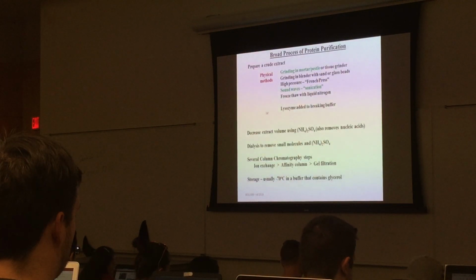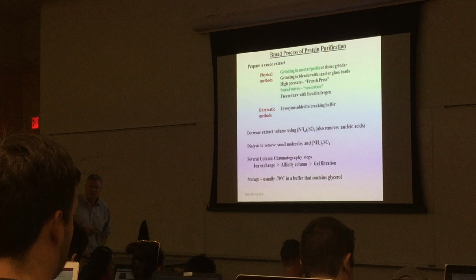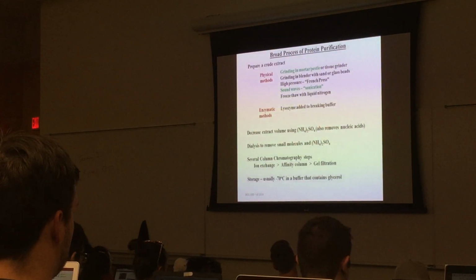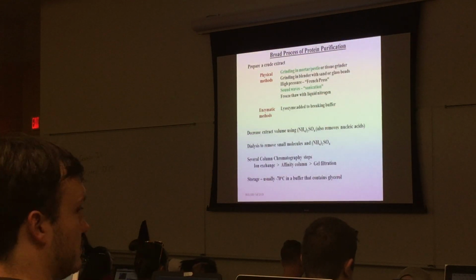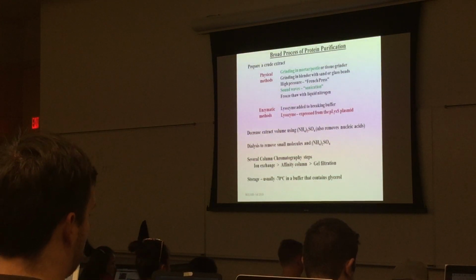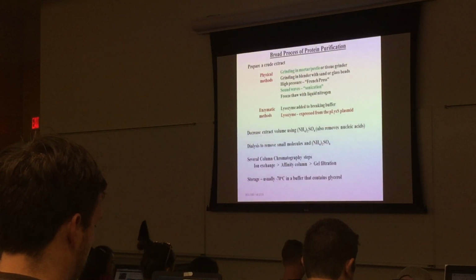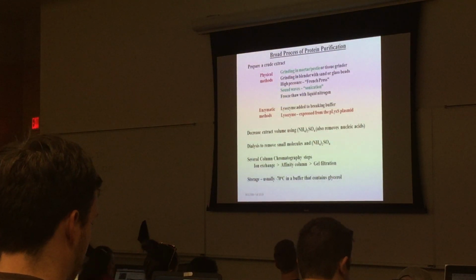The other way is enzymatic methods. And so we can add lysozyme to the breaking buffer. I've done that with yeast before. It weakens the cell wall of yeast, and then you can put it under osmotic shock and break open the yeast. We also can use lysozyme that's being expressed from a plasmid, and the common plasmid that's used in this is the pLysS plasmid.